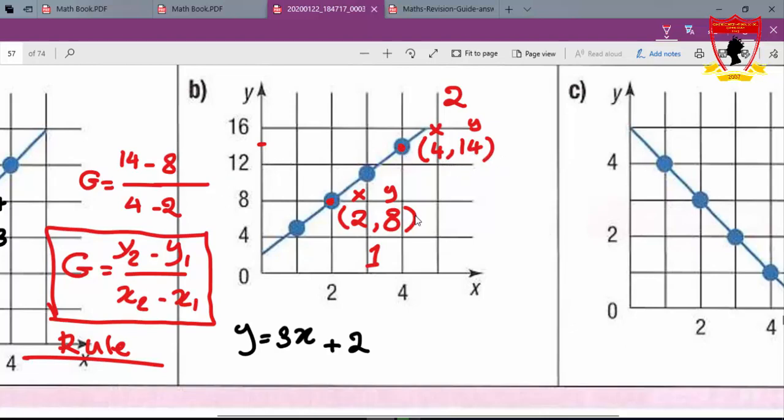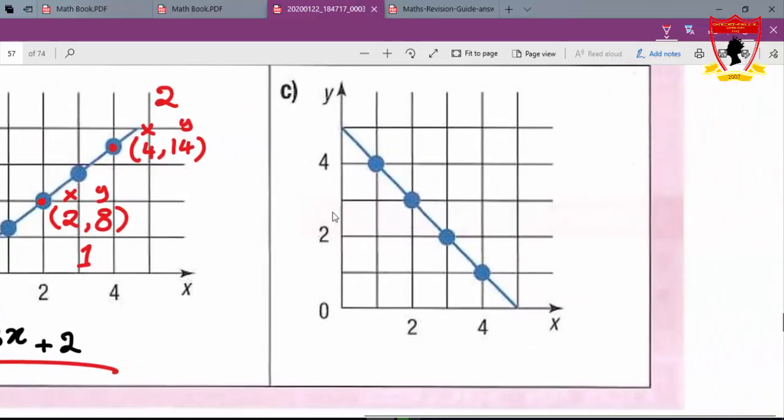Now we have y2 minus y1, 14 minus 8 is equal to 6, and x2 minus x1, 4 minus 2 is equal to 2. 6 divided by 2, that gives the exact same gradient that we worked out, which is 3. Now y is equal to 3x plus 2 is the equation of this blue line.